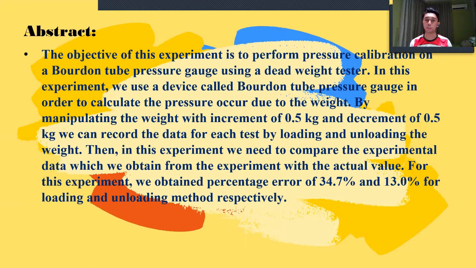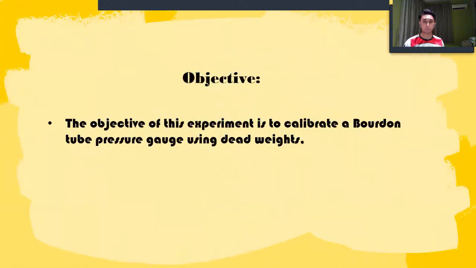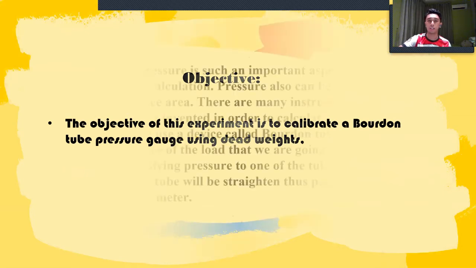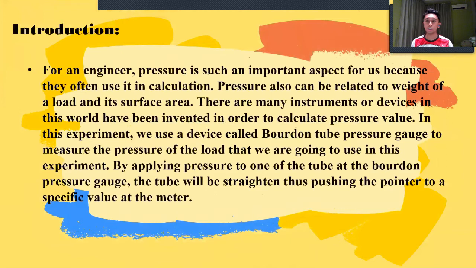Then in this experiment, we need to compare the experimental data that we obtained from the experiment and the actual value. When we obtain these two, we get a percentage error of 34.7% and 13.0% for the loading and unloading methods respectively. Next, the objective of this experiment is to calibrate a Bourdon tube pressure gauge using dead weight. Okay, next for the introduction.